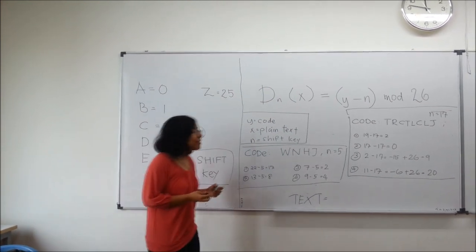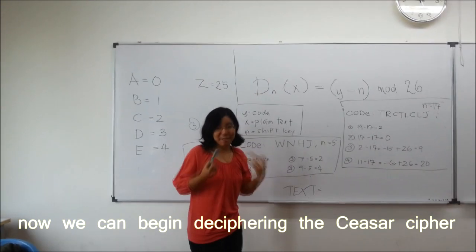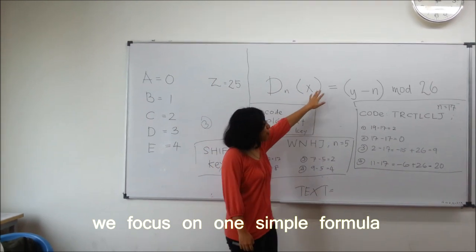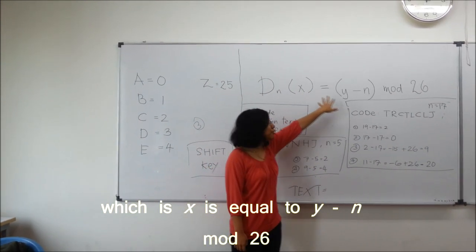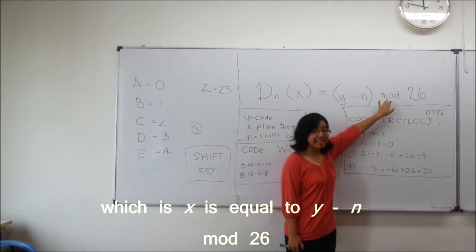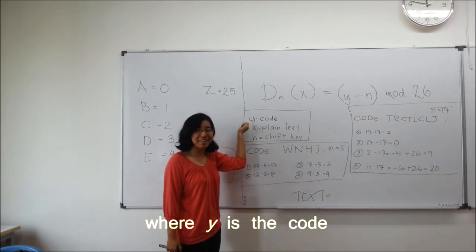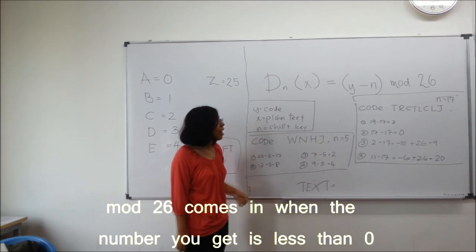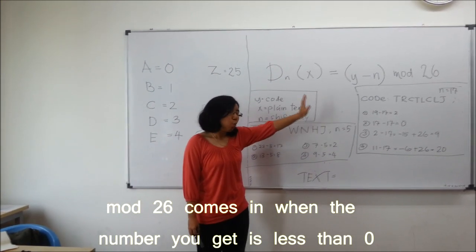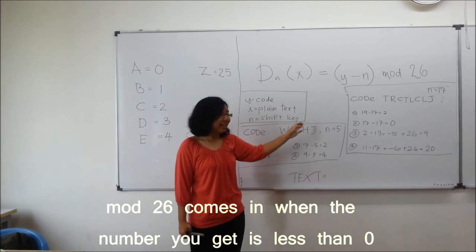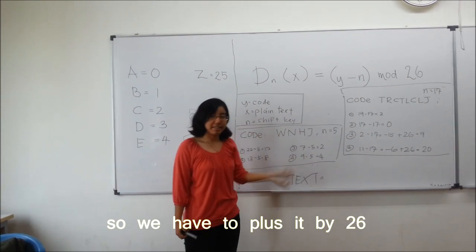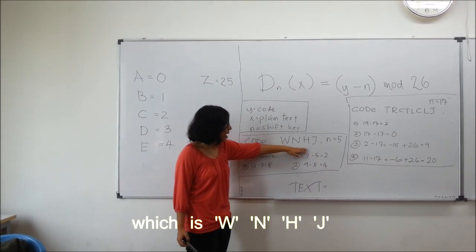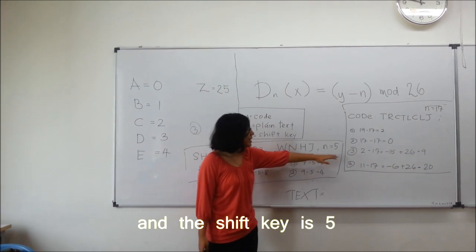Okay. Now we can begin deciphering the Caesar cipher. To decipher it, we focus on one simple formula, which is X = (Y - N) mod 26, where Y is the code, X is the plain text, and N is the shift key. Mod 26 comes in when the number that you get is less than 0, so we have to add 26 to it. For example, I have a code here which is WNHJ, and the shift key is 5.